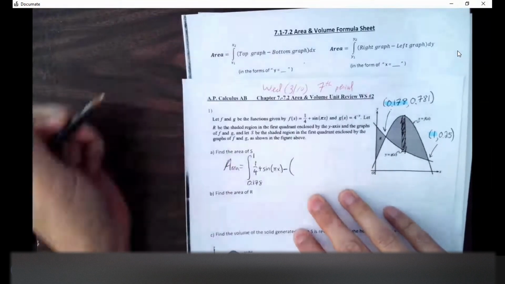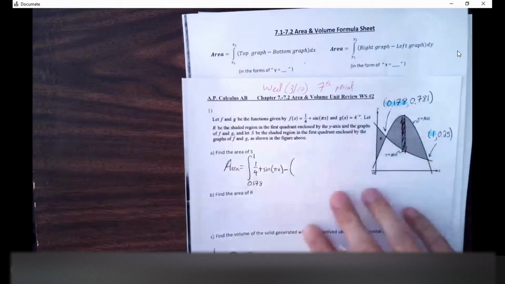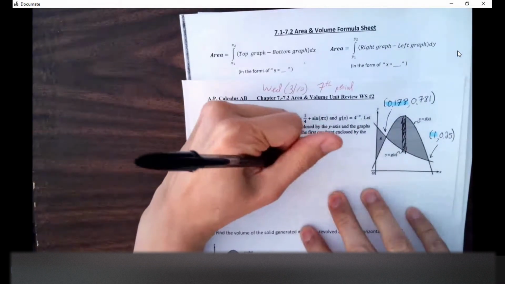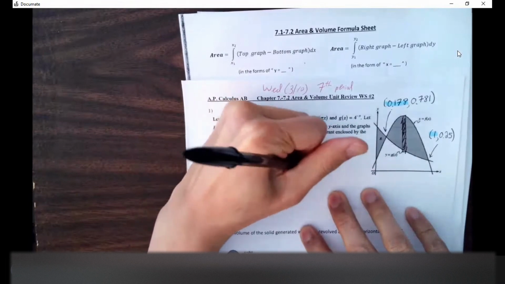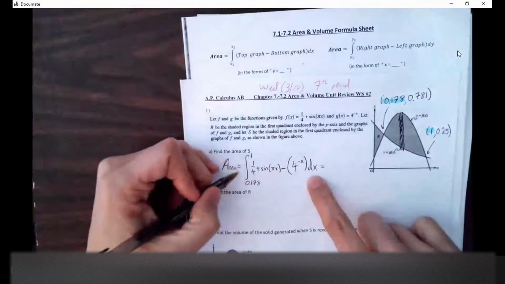Minus parentheses. Top minus bottom. The bottom of my rectangle is sitting on the 4 to the negative x. All right. Practice entering it into your calculator. And no pi involved here.